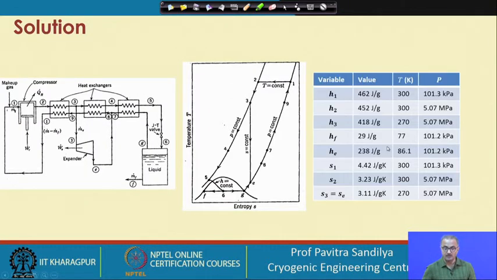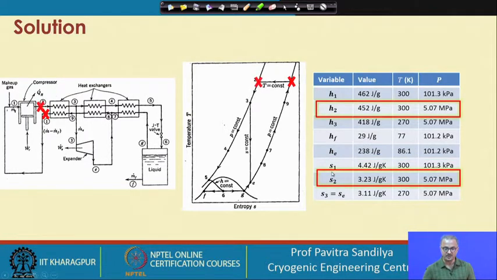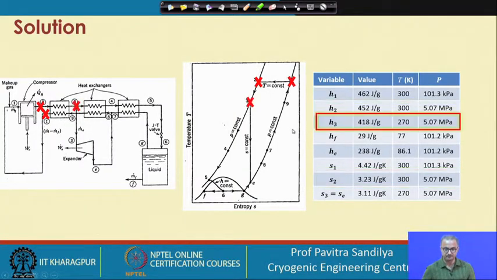Now let us see the values as in the earlier problem. We get the values of various enthalpies and entropies, and again we demarcate those points on the TS diagram. This is H1, S1, and then we go to H2, S2. This is point 2 here, and then we go to point 3, which is over here, and we read the value of H3.